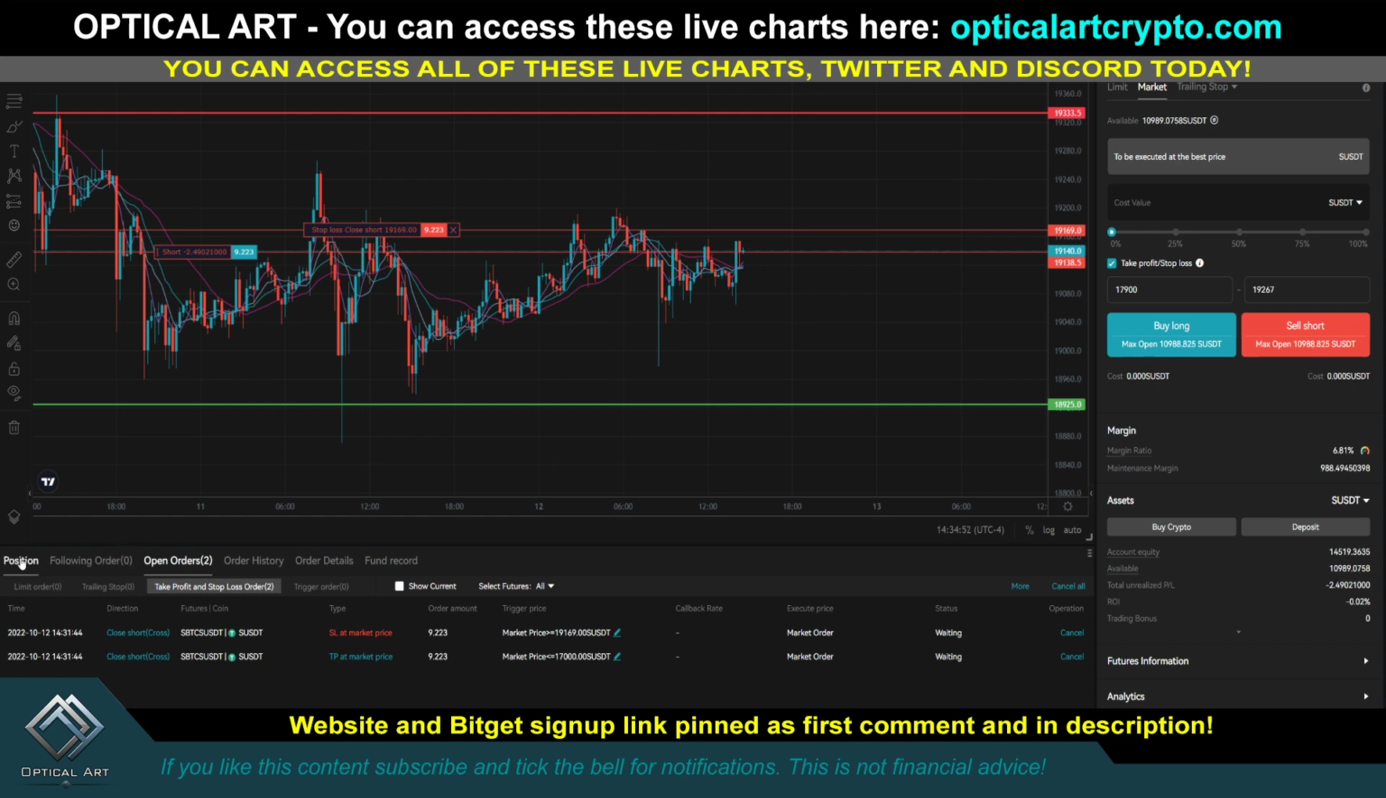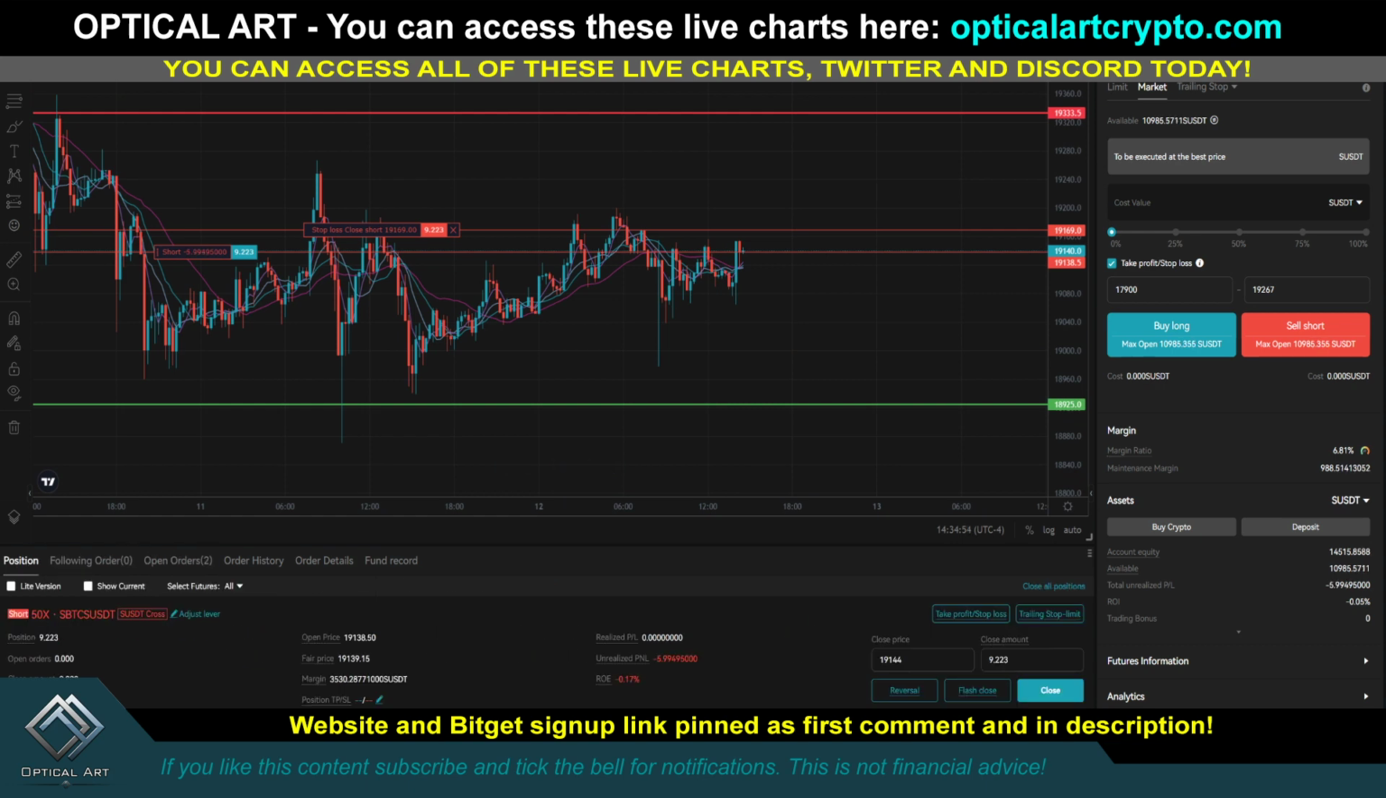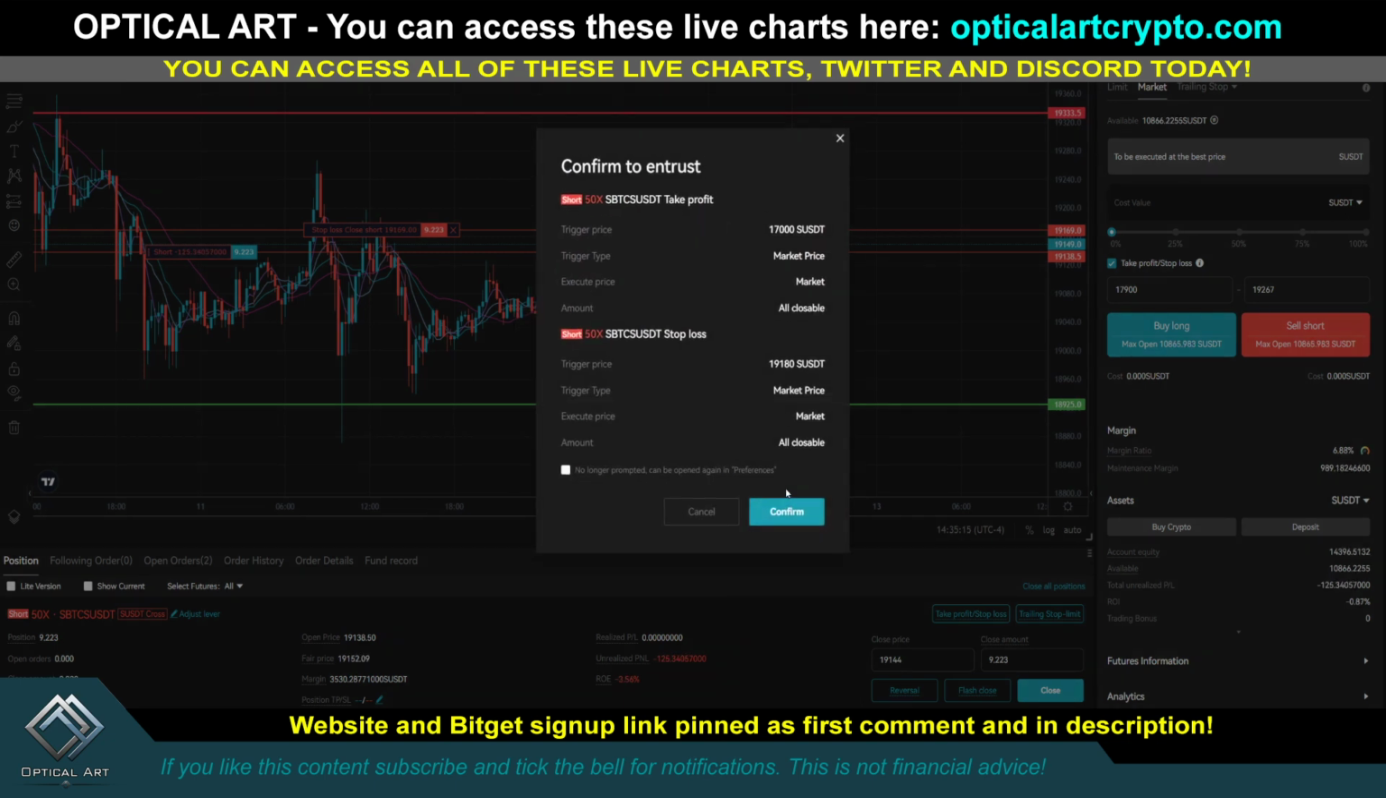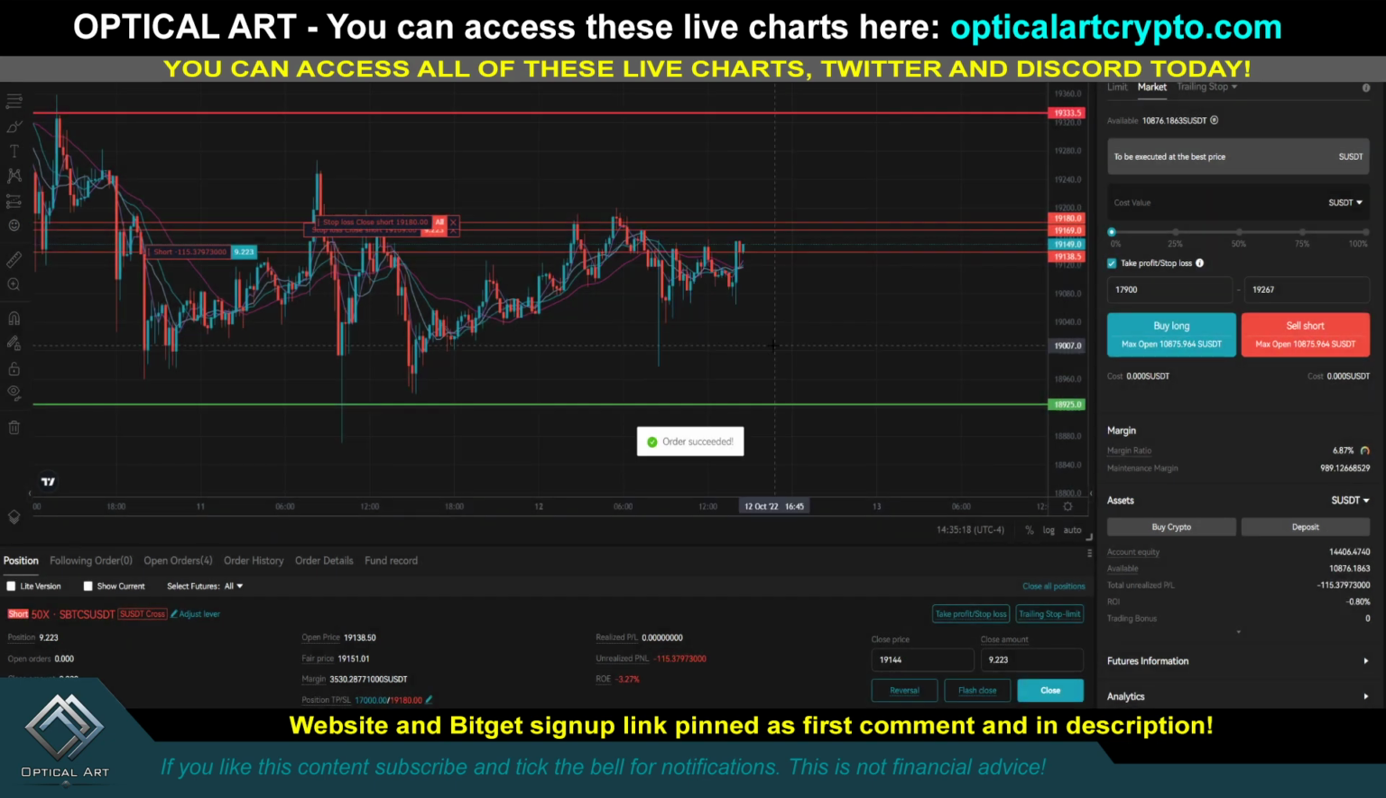But one cool feature, if you go to position, again, someone mentioned this in Discord, you click on this right here. So I'm going to set my stop loss to 19,170. Actually, that's take profit. Hold on. So take profit is going to be 17,000. Stop loss is going to be 19,180. And you hit confirm, and now this is what's really cool.